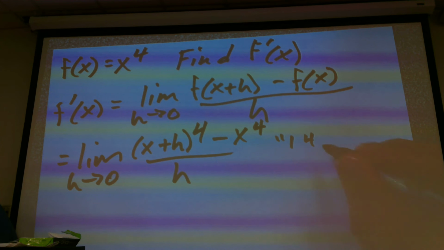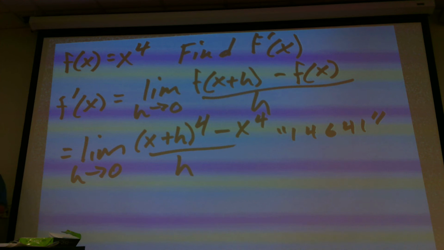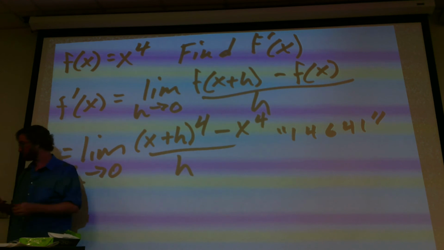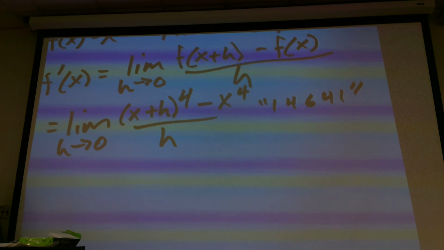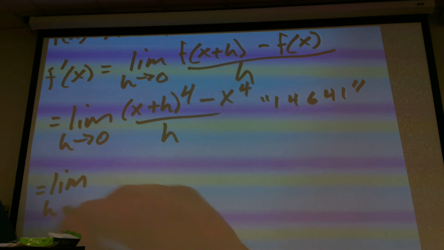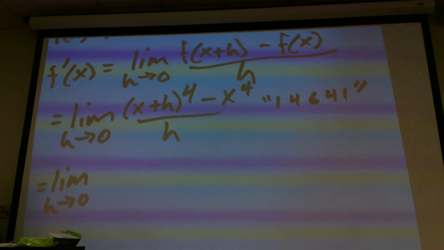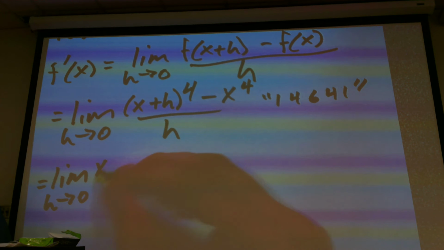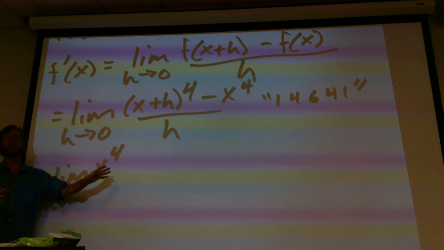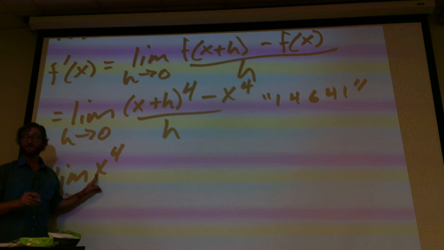1, 4, 6, 4, and 1. So 1, 4, 6, 4, 1. Okay. So this is going to be the limit, now as h tends towards 0. Now this is to the 4th power, so you should always start out with just x to the 4th. That's going to correspond with the 1. Okay. Now, when I go to the next one, which is going to correspond to the 4, this x is going to go down by 1, and h is going to go up by 1.